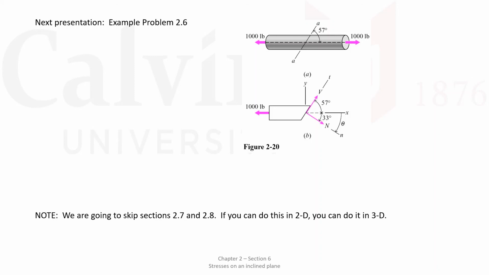So with the math behind us, the next thing we're going to do is an example problem. We'll do example 2.6. That'll be in another presentation. And if you're keeping track, we're going to skip sections 2.7 and 2.8. What those sections are going to do is take the principles that we just completed in 2D and apply them to 3D. But if you can do it in 2D, you can do it in 3D. It's just more math, and it's going to slow us up from making other progress.